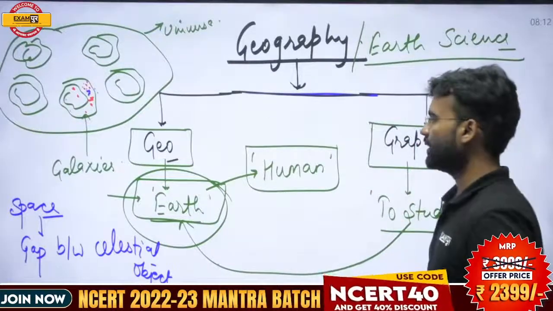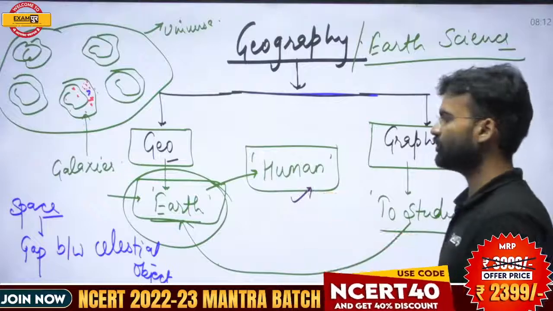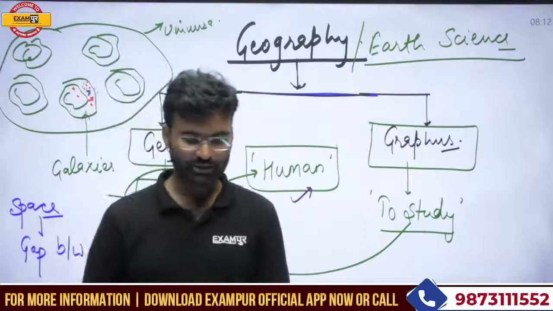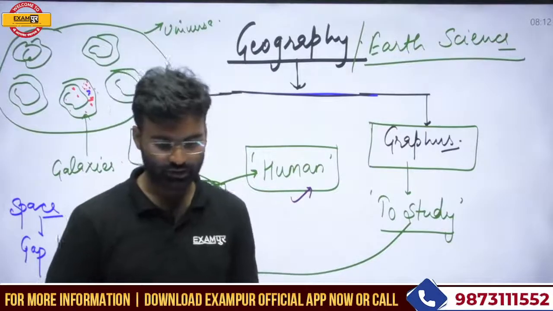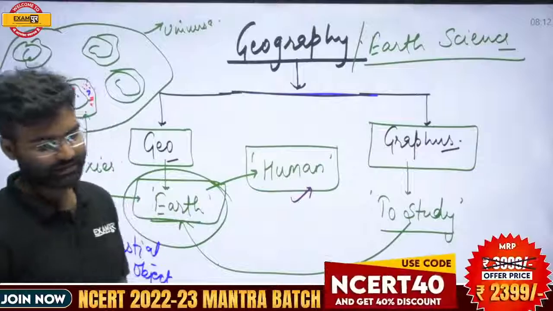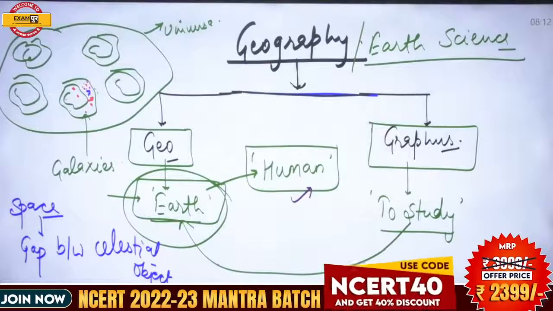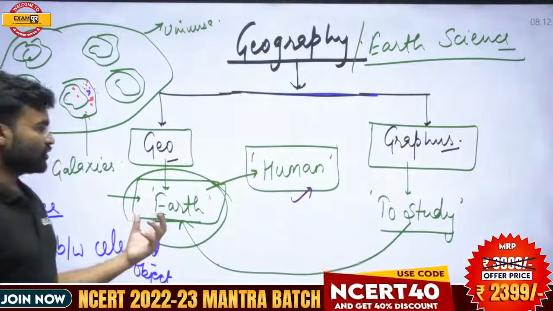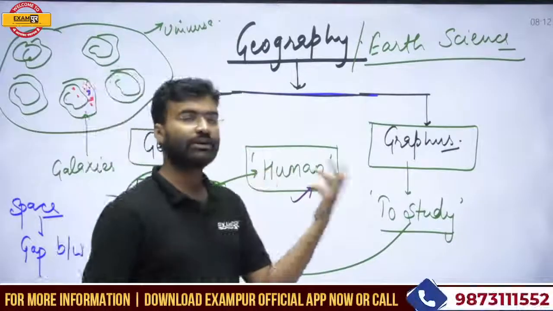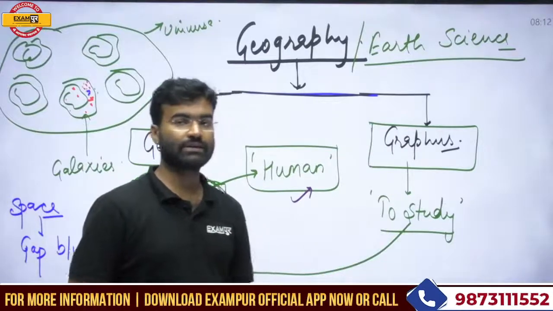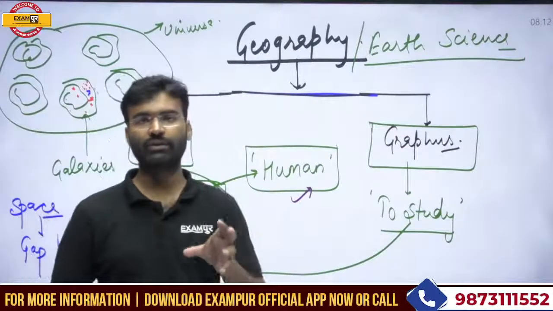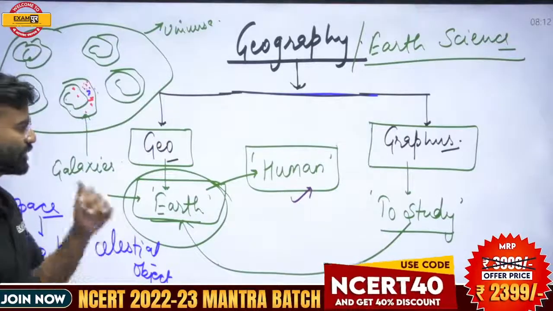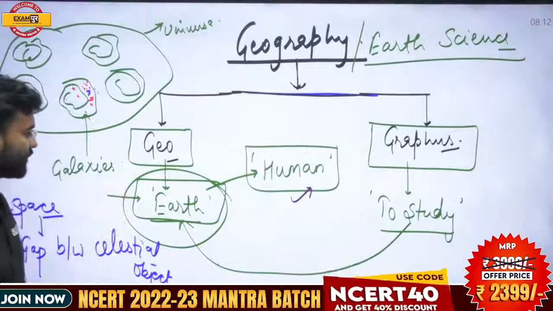So come to the topic. The interaction between the human being and the earth is studied in geography, and geography is an important subject. Ajit Kumar, good morning. Anju, is it clear what space is and what the difference between the universe and space is? Okay. So geography is the study of the interrelation between the human being and Earth. This is the introduction of geography.